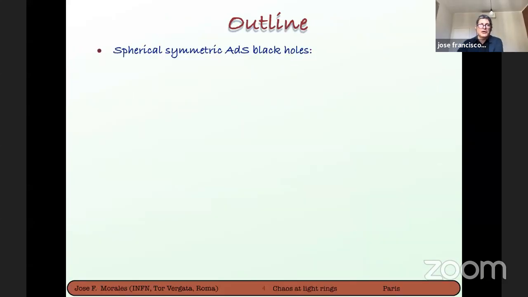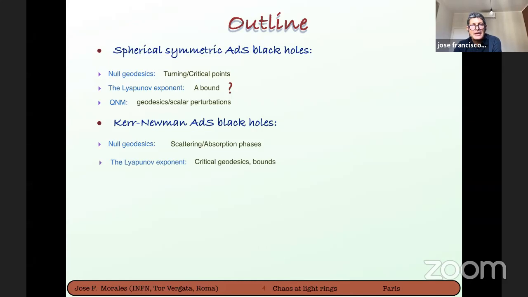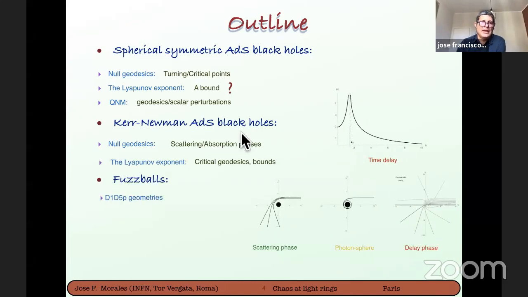Okay, what is the outline of the talk? I will start by introducing and illustrating all the concepts in the simplest case of spherically symmetric AdS black holes. First, I will introduce the concept of turning points and critical points, how to compute the Lyapunov exponent, and the relation to quasi-normal modes. Then I go to a slightly more complicated example, Kerr-Newman AdS black holes, and go through the same steps. And finally, I consider fuzzballs, and in particular I will focus on D1-D5-P geometries, the type of geometries that Daniel explained yesterday in much detail.